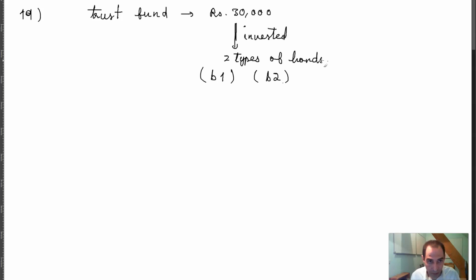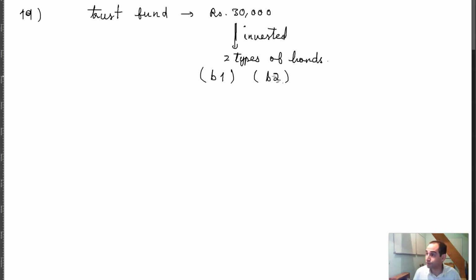So now this trust fund, since it wants to generate some money on the amount of money that it has, which happens to be 30,000 rupees, they have to go and buy these bonds. And there are two types of bonds that they can choose from or that they can buy, for example, B1 and B2. So now we have a little bit more information about the situation.